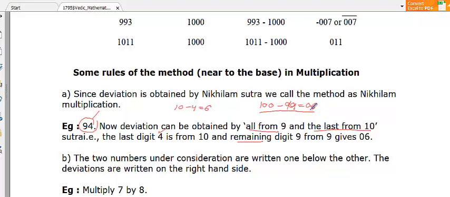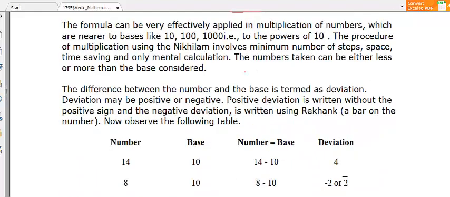So this technique we are going to use to multiply any two numbers. The first thing you must know is that in this formula there is a base. Every number has a base. What is the basic idea of the base? Bases are 10, 100, 1000, and so on, meaning the powers of 10.